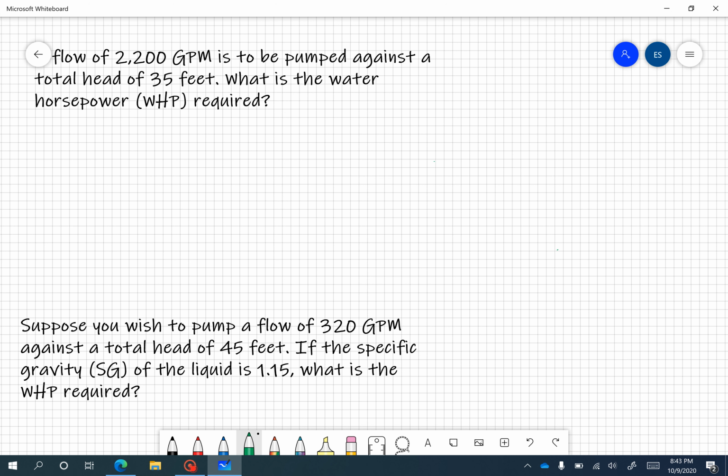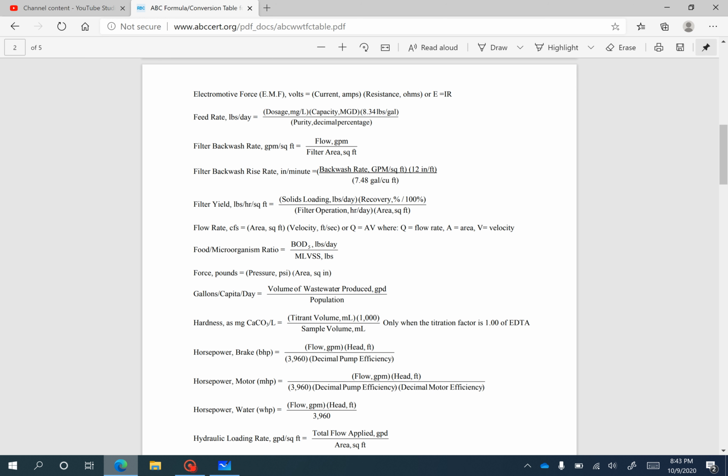Okay, these next four problems are all water horsepower problems. And so we're going to use our water horsepower formula, which is flow in gallons per minute times feet of head divided by 3960, as seen here on the ABC test formula sheet.